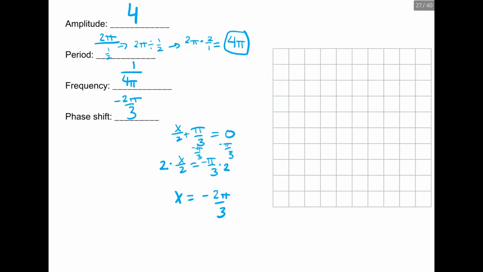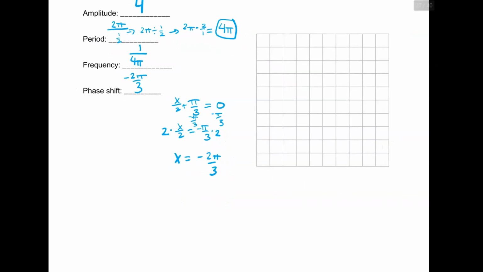Wait, how did you get negative 2 pi over 3? So I set this inside portion equal to 0. It was x over 2 plus pi over 3. Subtract pi over 3 on both sides. So I have x over 2 equals negative pi over 3. Multiply by 2 to get rid of the divide by 2. So negative pi times 2 is negative 2 pi over 3.